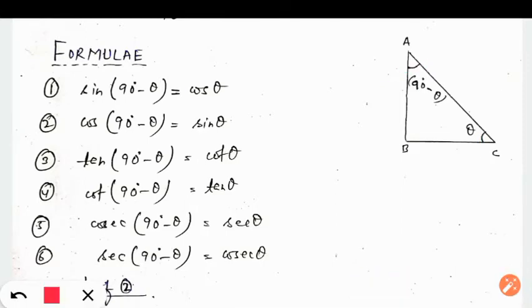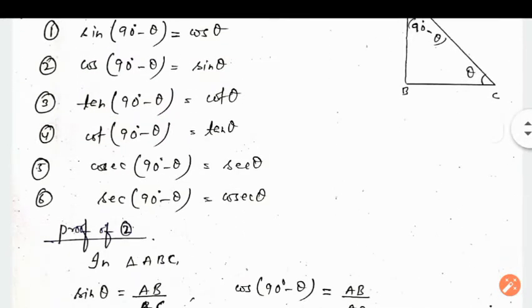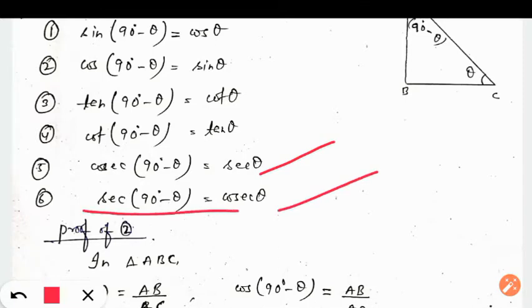So try to memorize these formulae. Sine 90 degrees minus theta gives cos theta, where theta is any acute angle. Cos 90 degrees minus theta gives sine theta. Tan 90 degrees minus theta gives cot theta. Cot 90 degrees minus theta gives tan theta. See the arrangement in the formulae: sine gives cos, cos gives sine, tan gives cot, cot gives tan. Now we are left with two trigonometrical ratios, cosec and sec. Cosec 90 degrees minus theta gives sec theta, and sec 90 degrees minus theta gives cosec theta.